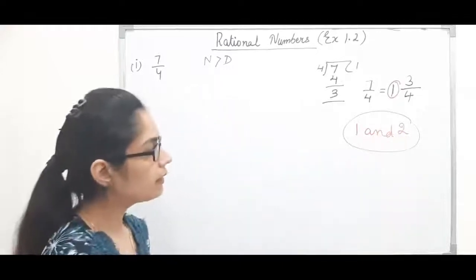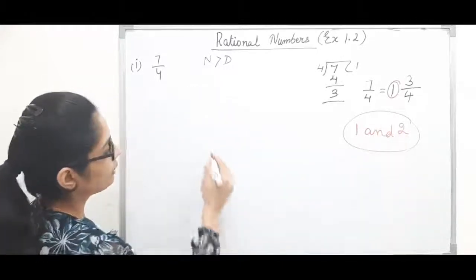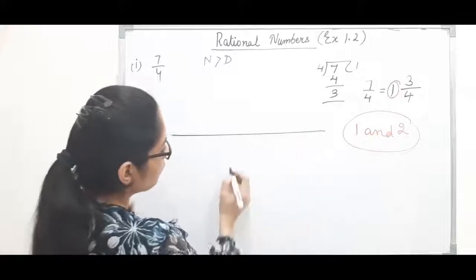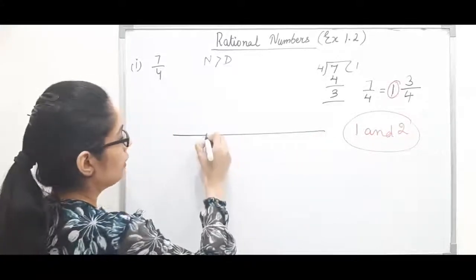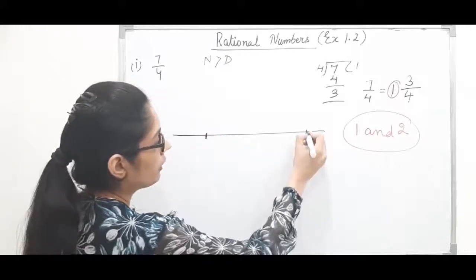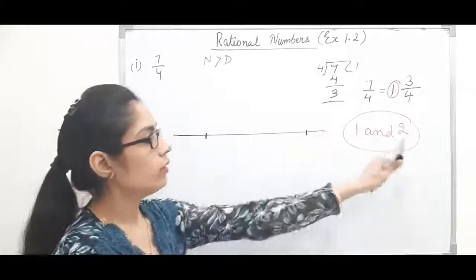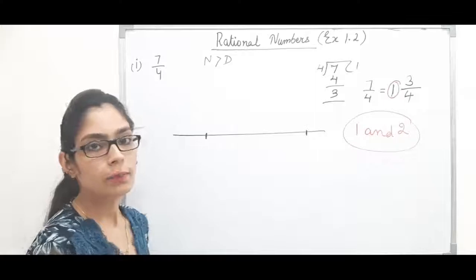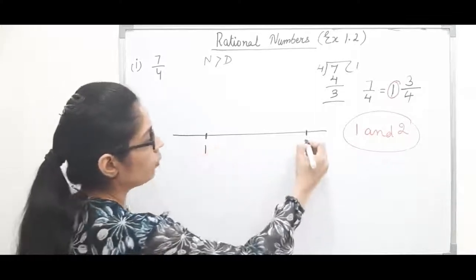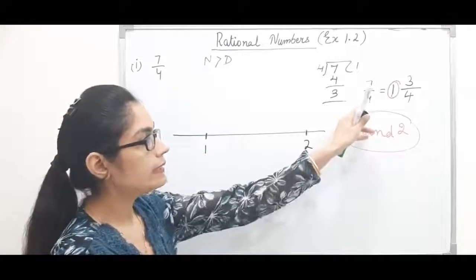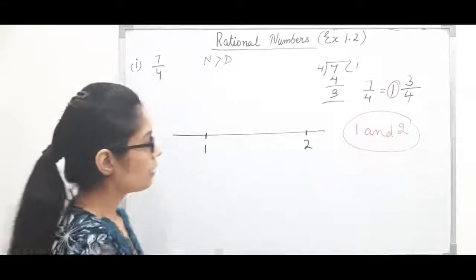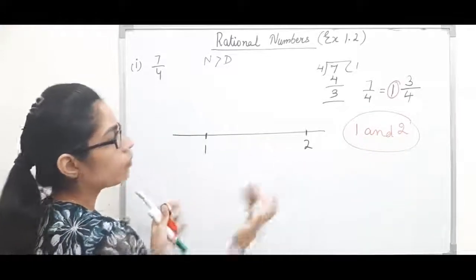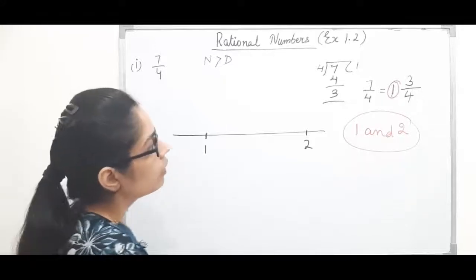Now on the number line, I can draw these 2 points. So this is a straight line. If you want, you can draw more points also. But just to make sure you are doing it correctly, try to represent only the required points. So the required points are 1 and 2 because I got to know this number lies between 1 and 2. So I have drawn 1 and 2 on the number line.